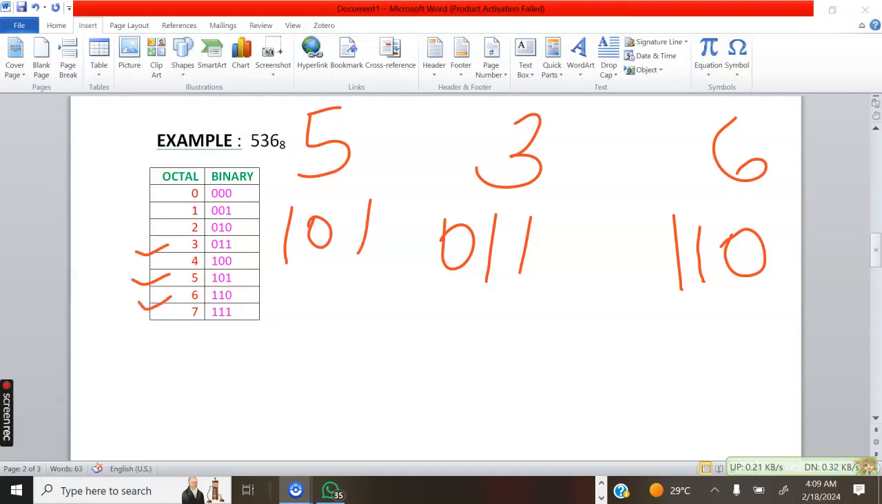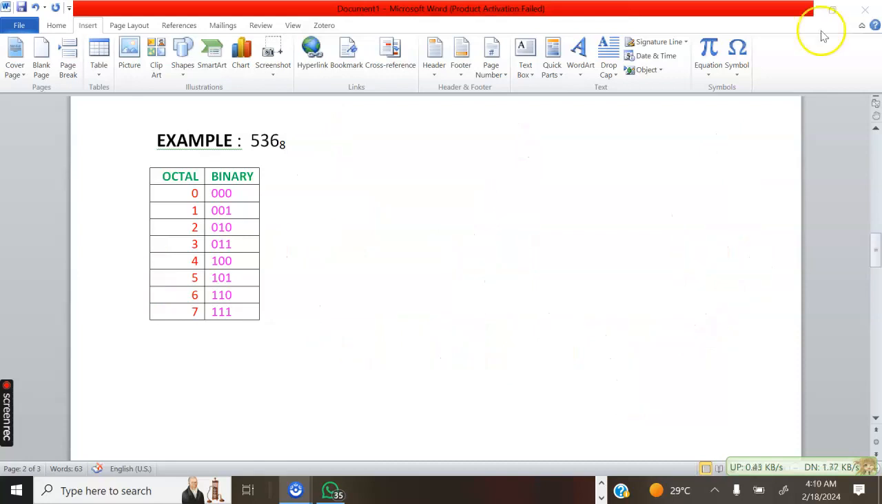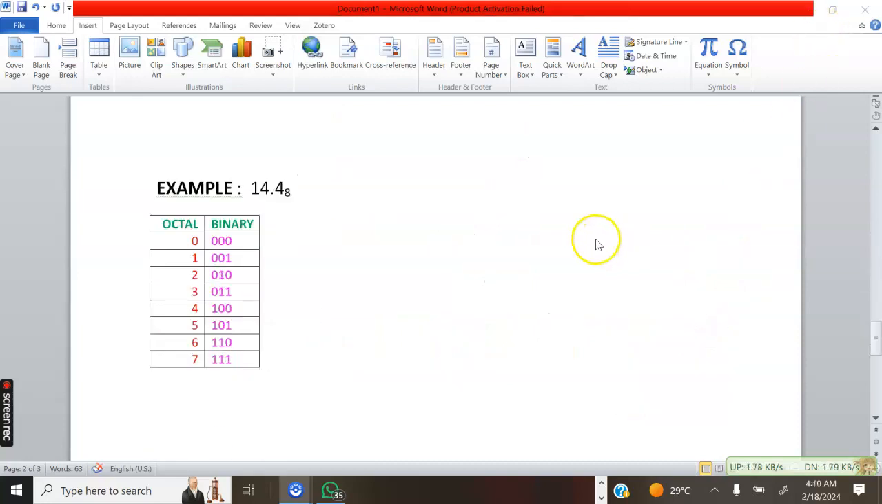Okay, the next step is to combine the digits. So we have 101 011 110, then we have base 2, and that is our answer. Our answer is 101011110 base 2. So this is correct.